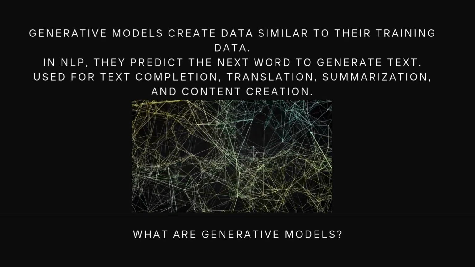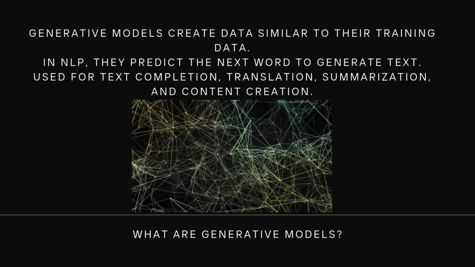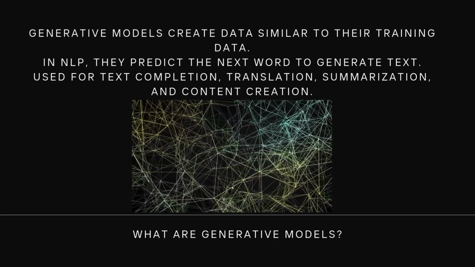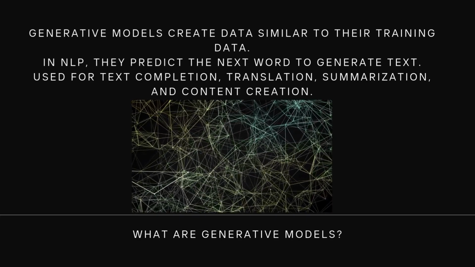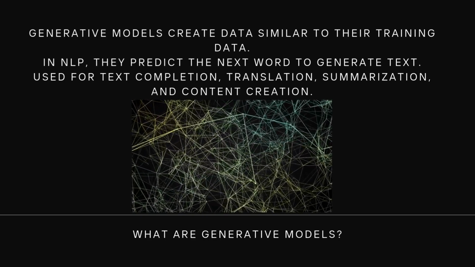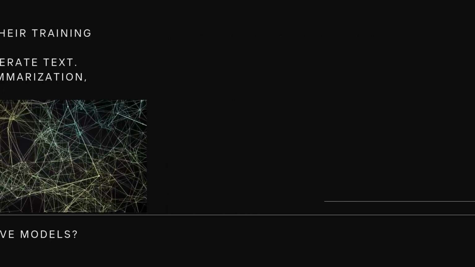At their core, generative models learn patterns from large data sets and use this learned knowledge to create outputs that are statistically similar to the original data. This process powers applications such as text completion, translation, summarization, and content generation.